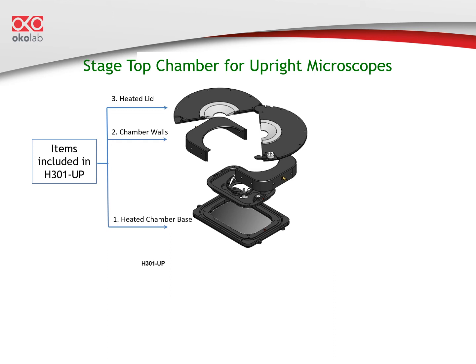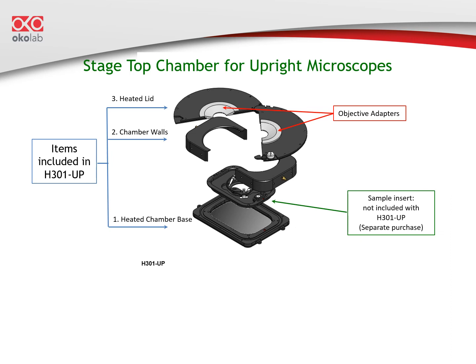The chamber walls are set in place, and the heated lid slides onto the walls to find your region of interest. The opening on the lid is for the objective. You could use any objective, including water-dipping ones. We provide objective adapters, the semicircles in gray, to minimize the gap between the heating lid and the objectives, reducing humidified CO2 dissipation. There are 5 available sample inserts for this microenvironmental chamber.